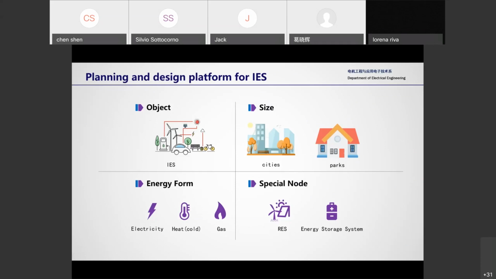Our platform is suitable for different scales of IES, no matter it is a scale of a city or the scale of a park. And in this platform, we can consider electricity, heat or cold, and gas. The renewable energy resources and energy storage systems are also considered in the platform.